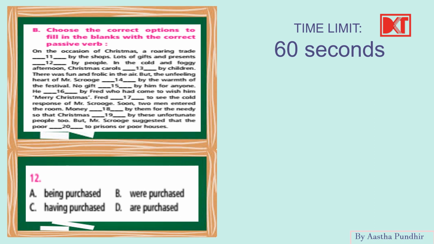Okay, here, lots of gifts and presents dash by people: being purchased, were purchased, having purchased, or are purchased. Talking in the past tense, and also we use the V3 form, so were purchased. Lots of gifts were purchased by people. Lots of gifts and presents.